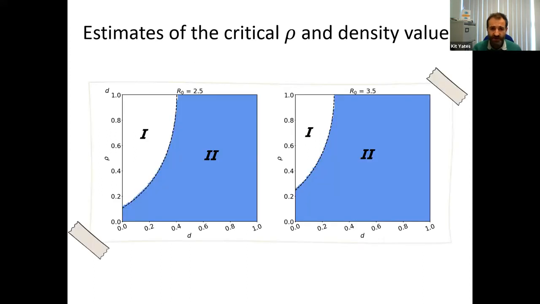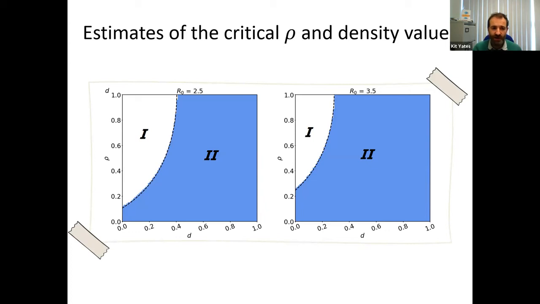So again, this is just comparing the simulations with this. This is the peak epidemic time here. And we split it into those two regions. Again, the black dashed curve is our theoretical curve that I just showed you on the previous slide. And the blue curve is the numerical simulation results from the full model. And you can see they agree quite nicely.